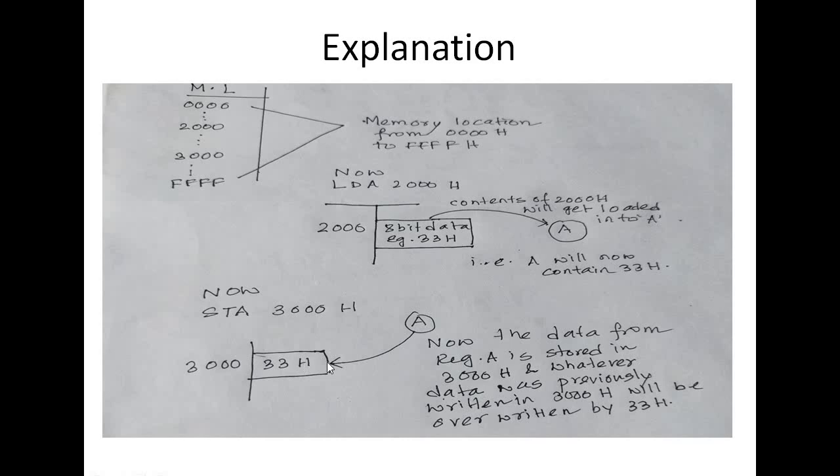Understood? That previous data will be erased, and the new data that is coming from the accumulator will get stored in memory location 3000H, that is 33H. First you have loaded the accumulator with data 33H by LDA 2000H, and then we have stored the data of the accumulator, that is 33H, into memory location 3000H.